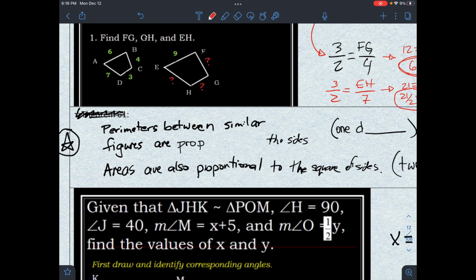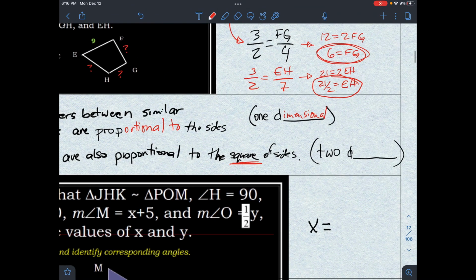And perimeters between similar figures are proportional to the sides because this is a one-dimensional shape. But areas are also proportional to the square of the sides because this is a two-dimensional shape.